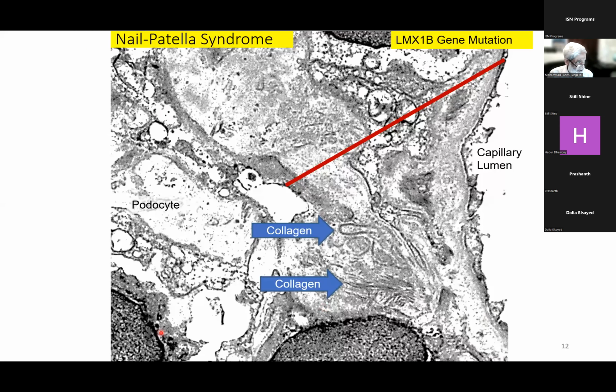Another example is a rather rare example of nail patella syndrome. That's the podocyte here, and that's the endothelial surface, vastly thickened. The GBM itself has big lacunae, empty spaces, and within these spaces lie these collagen fibers. This was an actual case who had a non-syndromic presentation, no nail abnormalities, no bone abnormalities, but has an LMX1B gene mutation. EM was the one which diagnosed the condition and led to the further investigation.